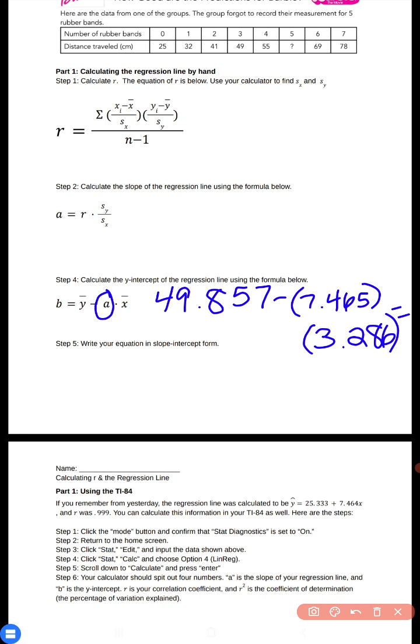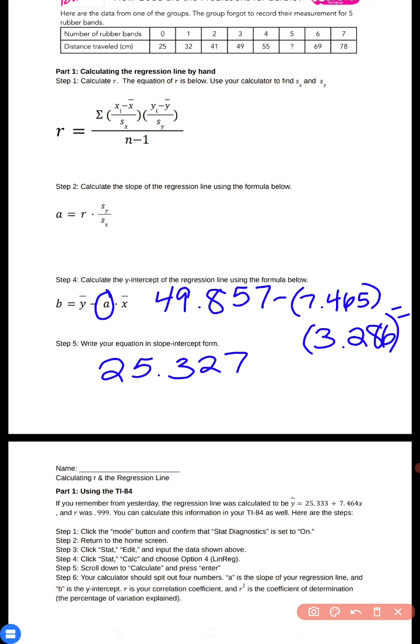Okay? So if you type that into your calculator, and I'm going to quickly do that, you get, let's see here, 49.857 minus 7.465 times 3.286, you get 25.327. Okay? And there it is.